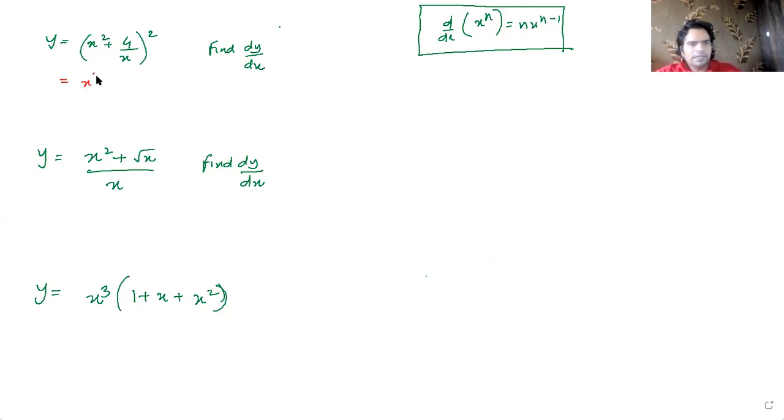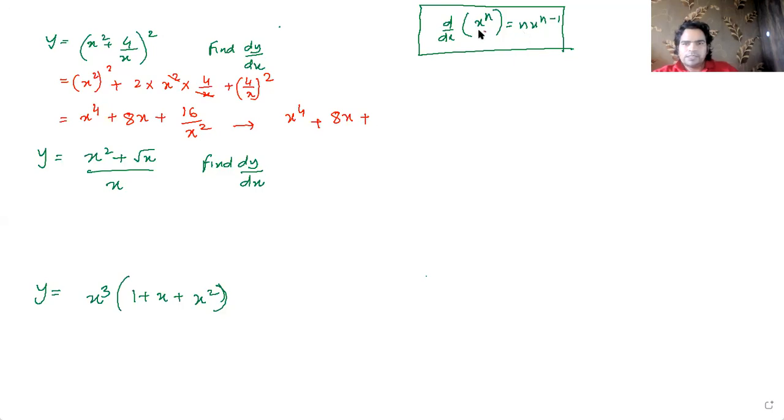Here, if I look at x squared, the whole squared, a squared plus twice ab plus b squared. So I'm expanding each term very carefully, and what you get is x to the power 4 plus, x and this x get cancelled, and you get 8x and plus 16 over x to the power 2. So this is the simplification. What we get is x to the power 4 plus 8x, and because you need to bring it to x to the power n format, and this is in the denominator, it'll become 16x to the power negative 2.